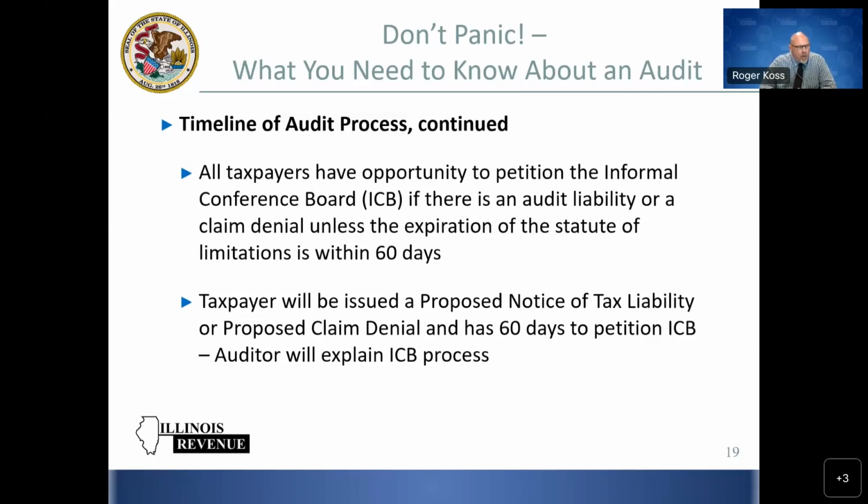If the taxpayer forgoes the fast track resolution program, or if there is not a resolution at the fast track resolution, the taxpayers will have the opportunity to petition the Informal Conference Board if there is an audit liability or a claim denial, unless the statute of limitations is set to expire within 60 days. What will happen at this point? The taxpayer will receive a proposed notice of tax liability or a proposed claim denial, and they'll have 60 days to petition the ICB. The auditor will explain the ICB process, and later on in this presentation today, there will be a more thorough discussion concerning the ICB process. Next slide, please.